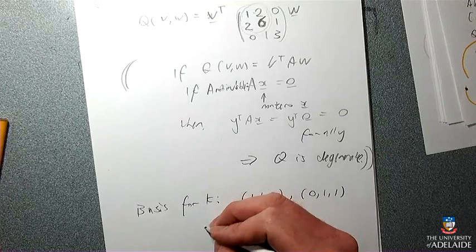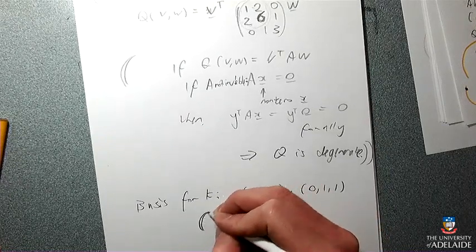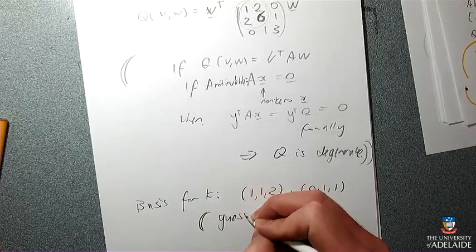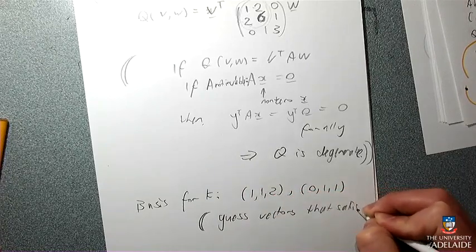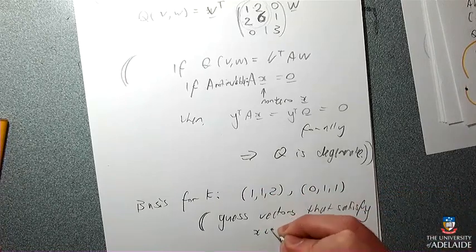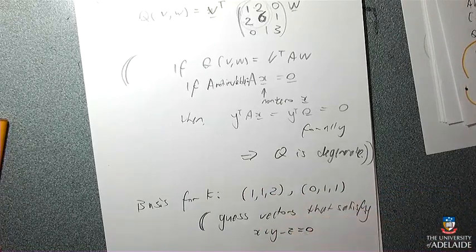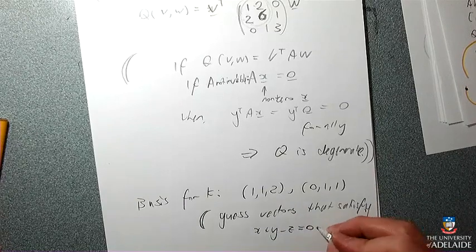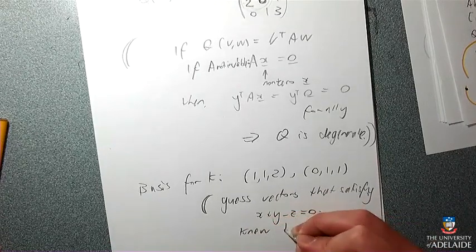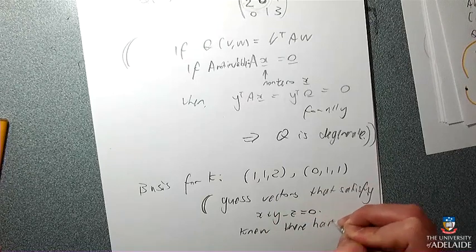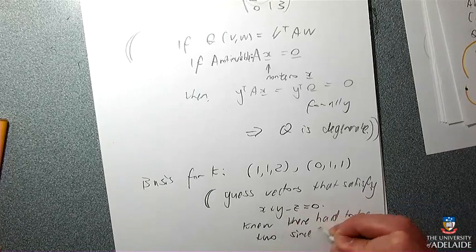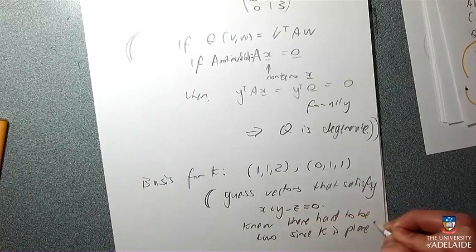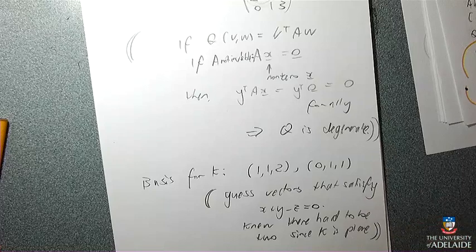And how I thought of that, just for your own purposes, I guessed some vectors that satisfy x plus y minus z equals 0, and there had to be 2 since K is a plane. That was how I figured that out, just so you know, in case you're reading this later and going, how did David figure that out?